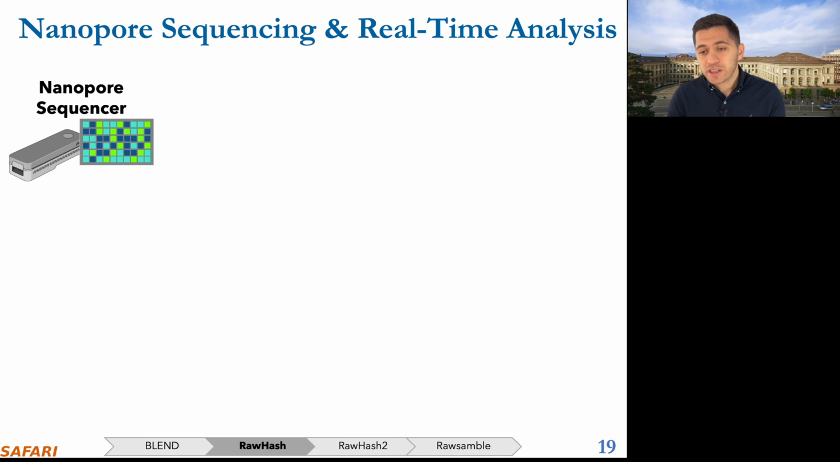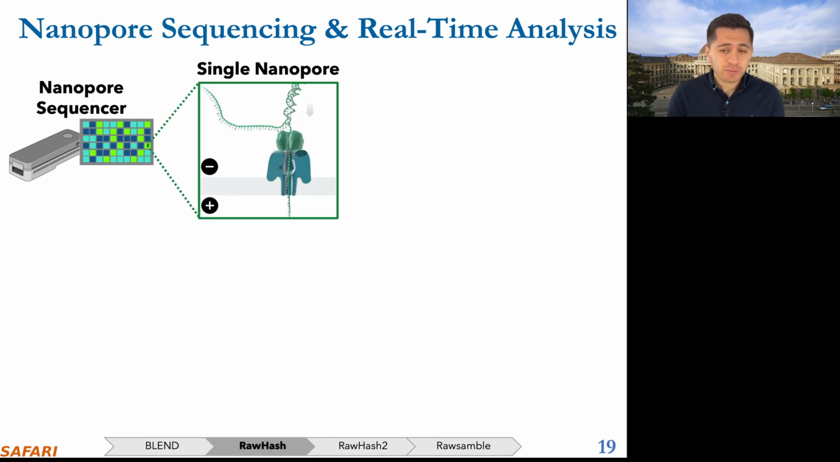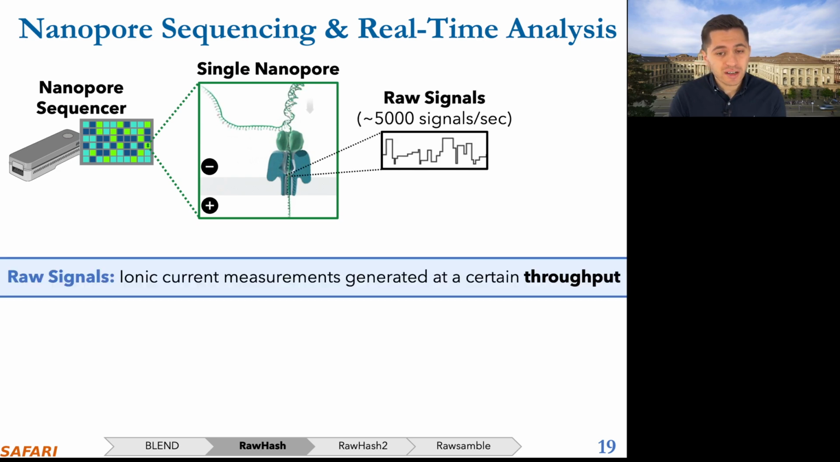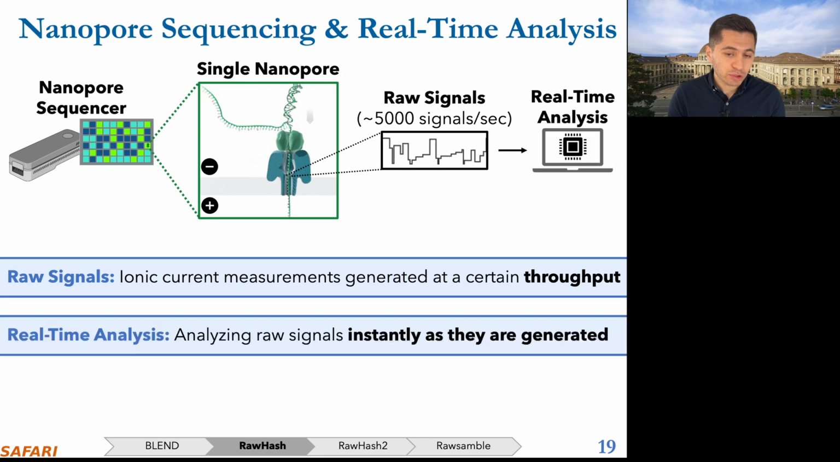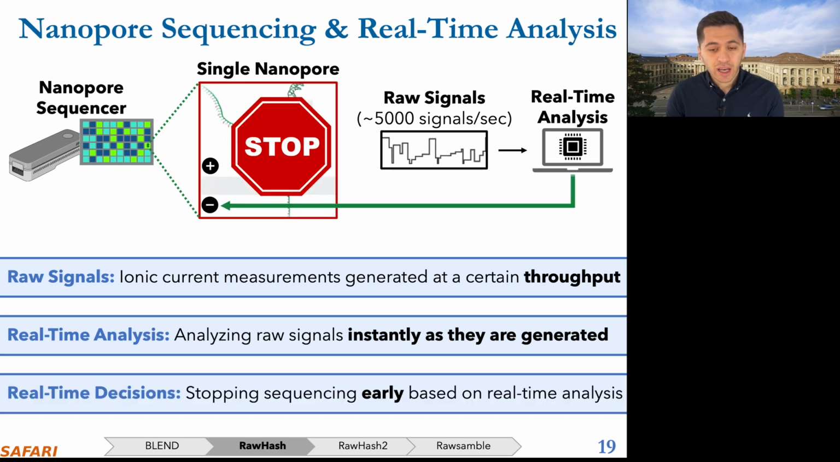This is a nanopore sequencer that contains many tiny pores called nanopores. As a nucleic acid molecule passes through a single nanopore from the negatively charged side to the positively charged side, we can measure the ionic current disruptions that are distinctive to identify each nucleotide passing through. These disruptions are generated as raw electrical signals at a certain throughput. We can analyze these raw signals instantly as they are generated, which we call real-time analysis. And based on the real-time analysis, we can stop sequencing a read or the entire sequencing run.